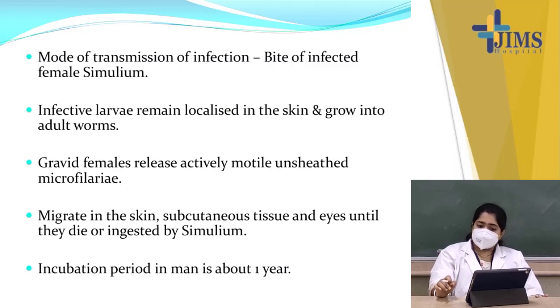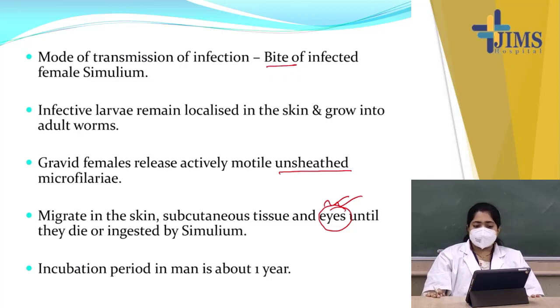Mode of transmission of infection is bite of the infected female Simulium. The infective larva remain mainly localized in the skin and grow into adult worms. The gravid females release the actively motile unsheathed microfilaria and they migrate in the skin, the subcutaneous tissues and eyes until they die or are ingested by Simulium. So they have a predilection for eyes. It is very important because it is a very important cause of blindness.